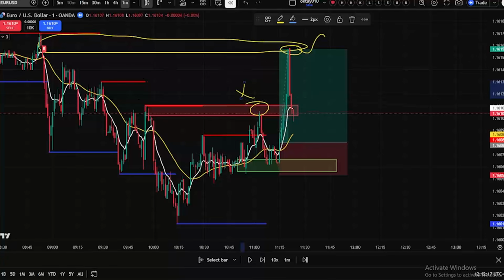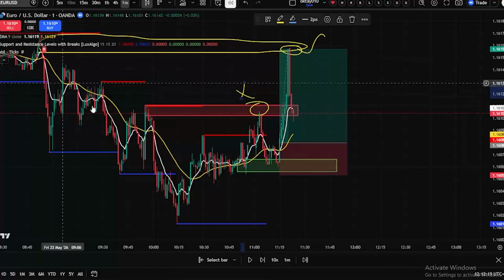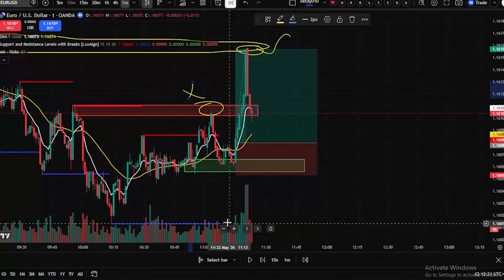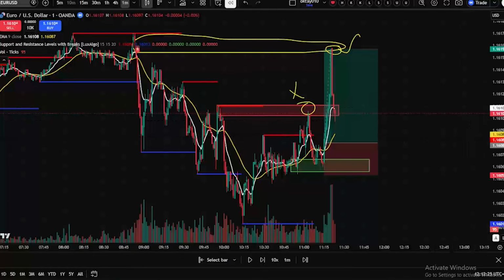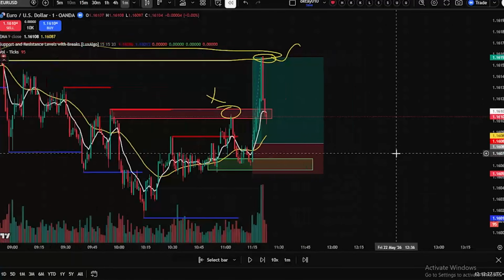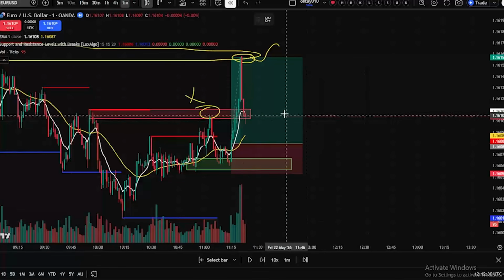Checking volume. The price approaches the resistance at 1.16500 and shows a break. Trading volume is low, which implies a fake-out warning signal. If we enter a trade without checking volume, the probability of a loss is high.